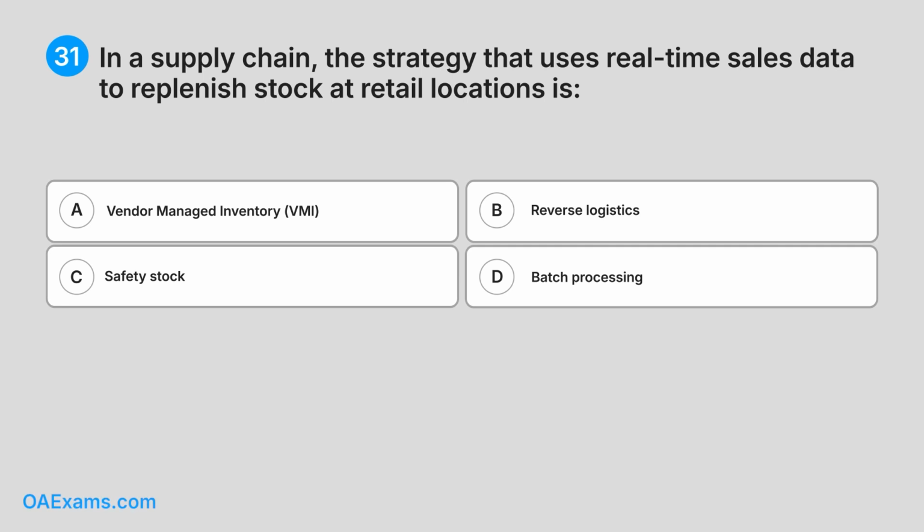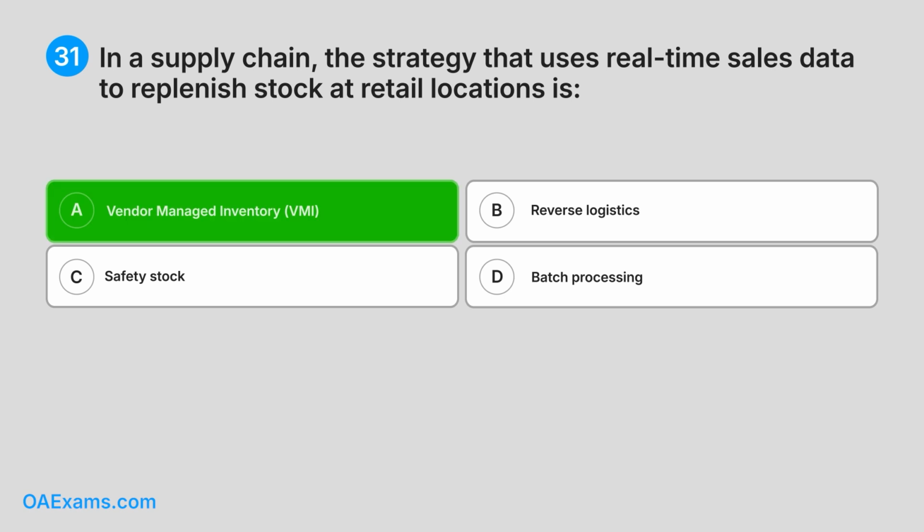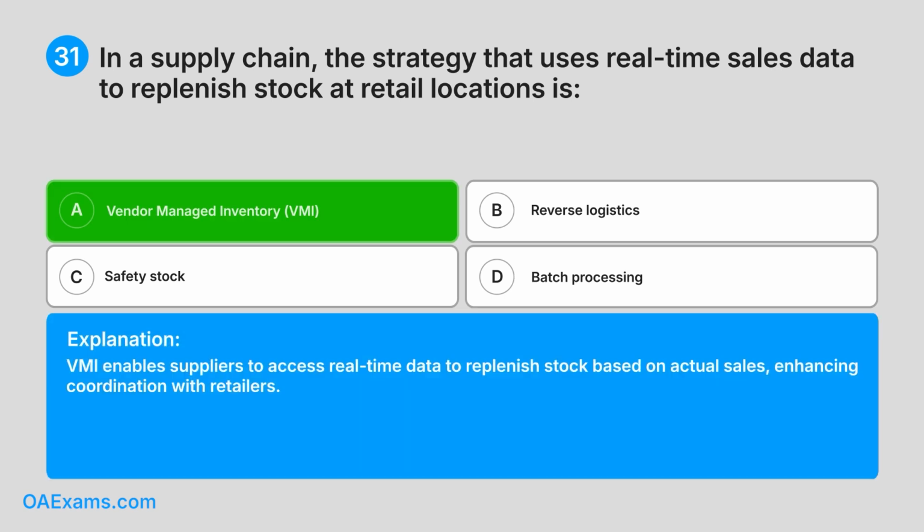31. In a supply chain, the strategy that uses real-time sales data to replenish stock at retail locations is A. Vendor Managed Inventory, VMI, B. Reverse Logistics, C. Safety Stock, D. Batch Processing. What do you think is the answer? Correct answer, A. Vendor Managed Inventory, VMI. Explanation. VMI enables suppliers to access real-time data to replenish stock based on actual sales, enhancing coordination with retailers.